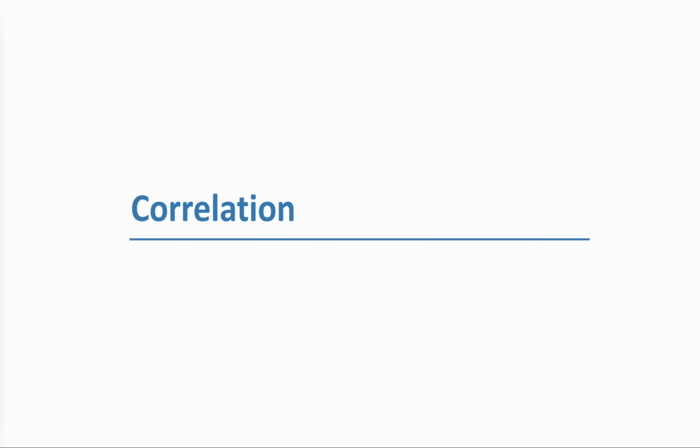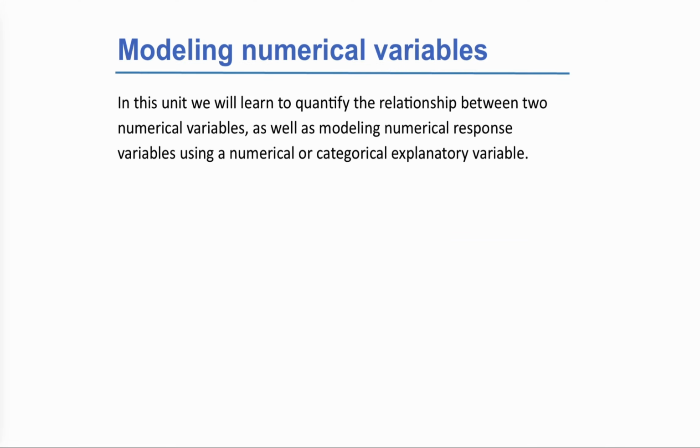First thing is correlation. So we're going to talk about quantifying the relationship between two numerical variables. In the last couple of sections, we talked about the relationship between two categorical variables. And so here we're going to talk about two numerical variables and modeling numerical response variables using a numerical or categorical explanatory variable.